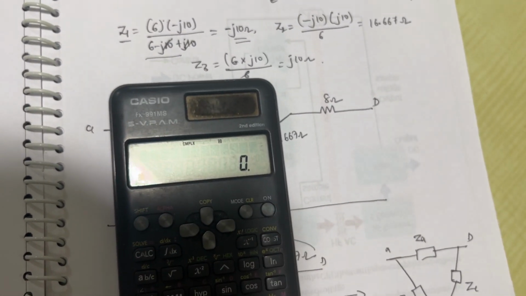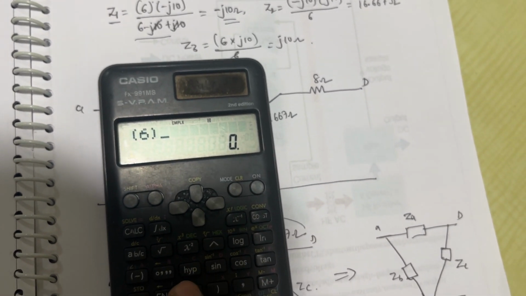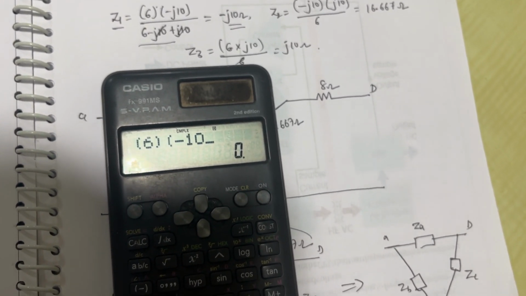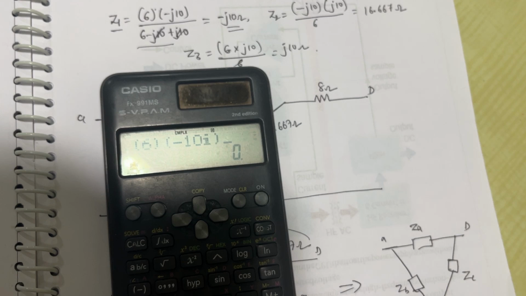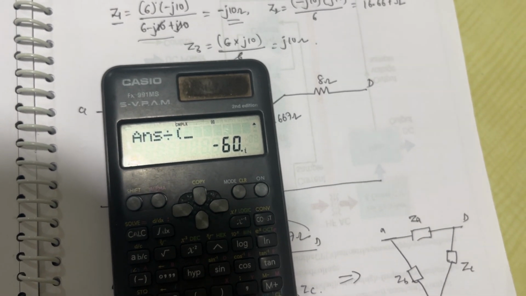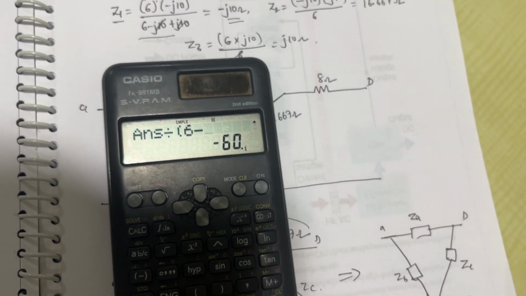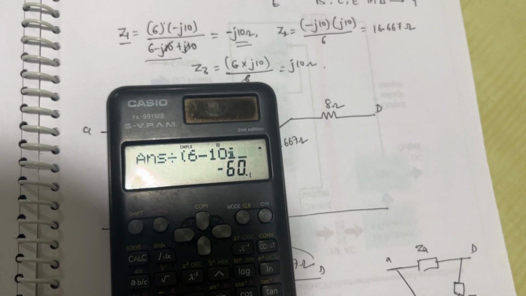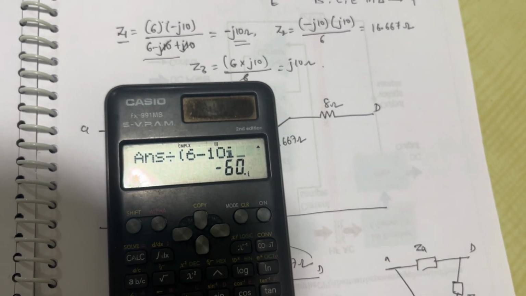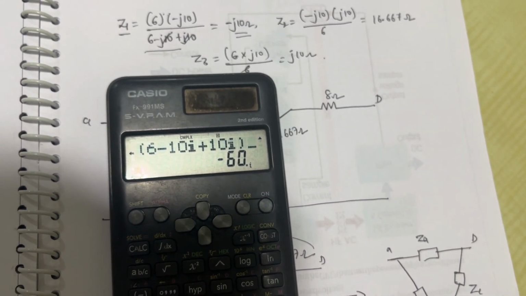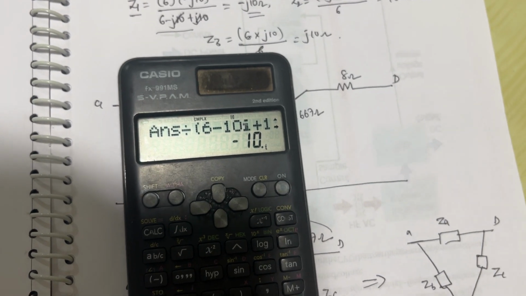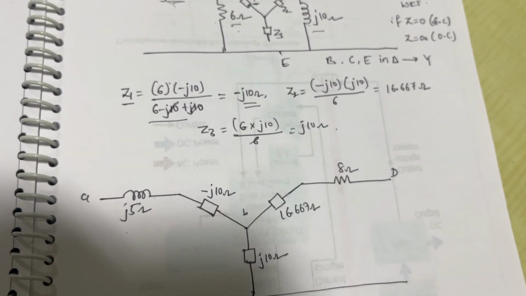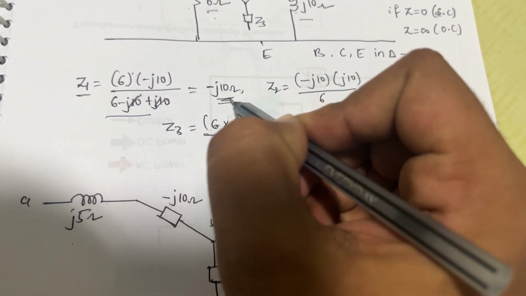Just see how we can substitute. Keeping the calculator in complex mode, enter 6 into minus 10i, with the i operator next to the number, divided by 6 minus j10 plus j10. So you'll get the answer minus 10i, that is nothing but minus j10 ohm, that is Z1.